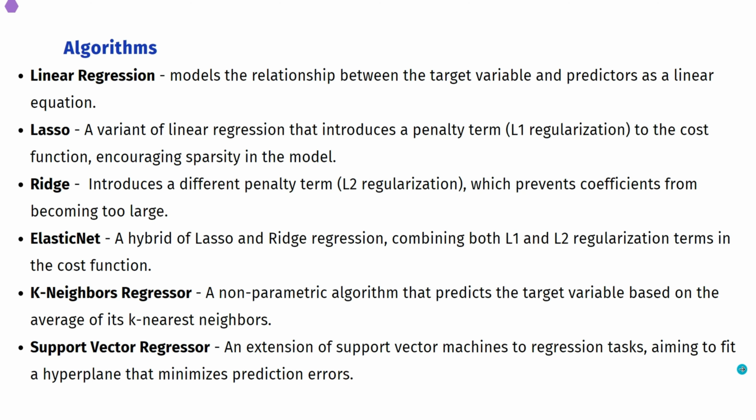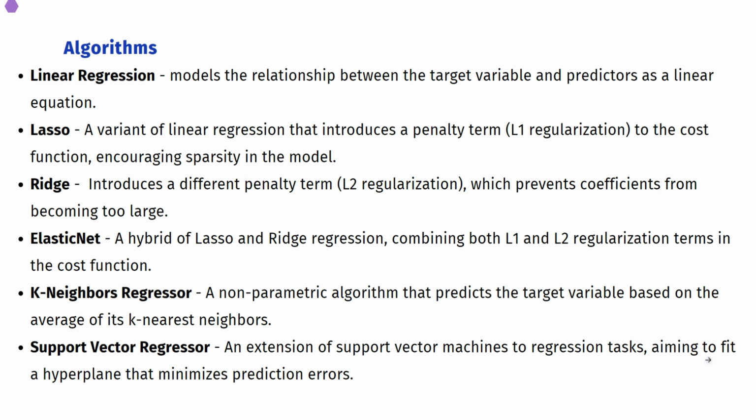The types of algorithms that we are going to be using include linear regression. For linear regression, we know this is a model that models the relationship between the target variable as well as the predictors as a linear equation. The lasso regression, the ridge regression, and the elastic net regression are variants of the linear regression.